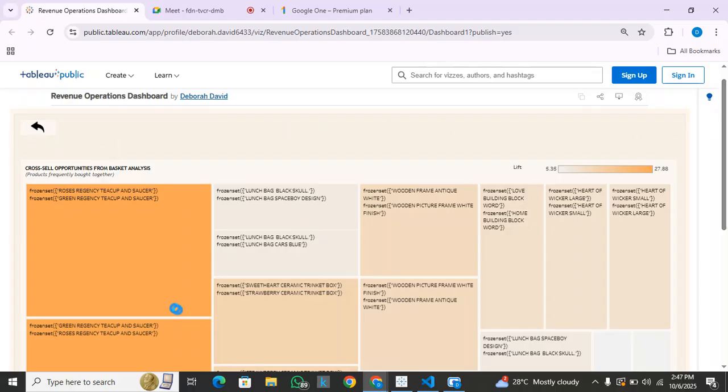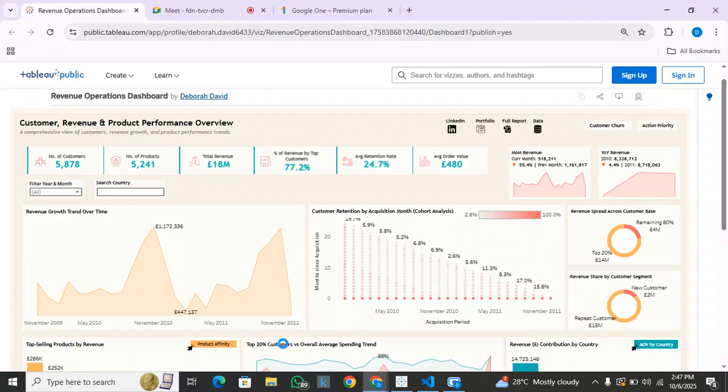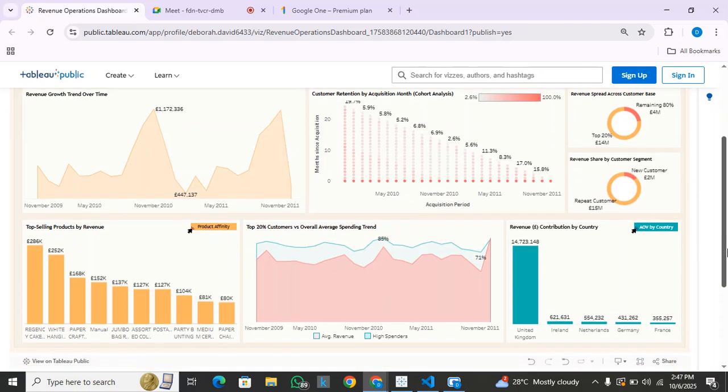After product affinity, we would look at the top 20% of customers, their buying pattern and buying trend compared to the average overall buying trend in this business. You see that the top customers are buying more compared to the average overall buying trend.